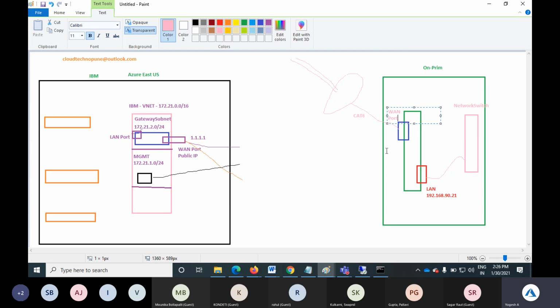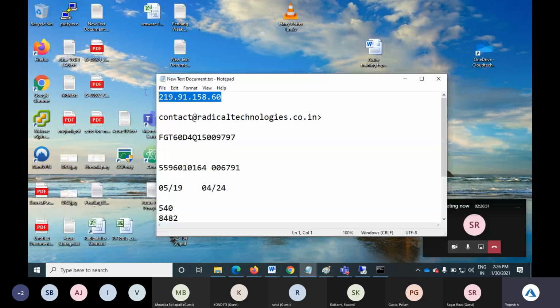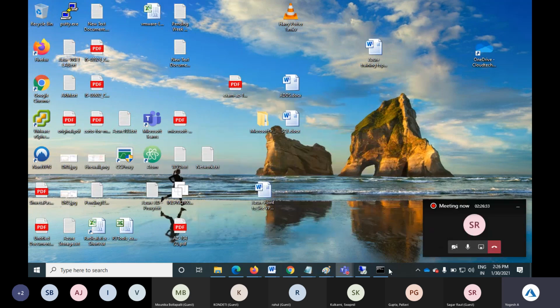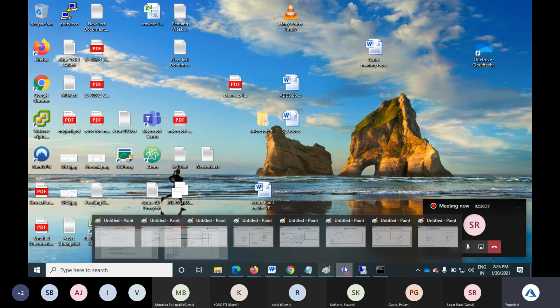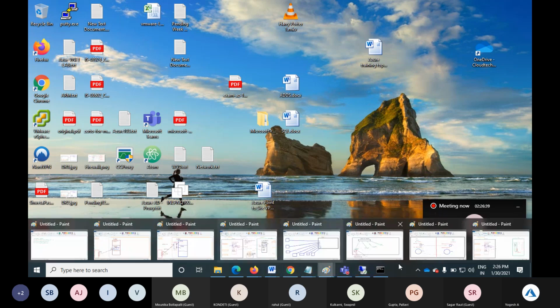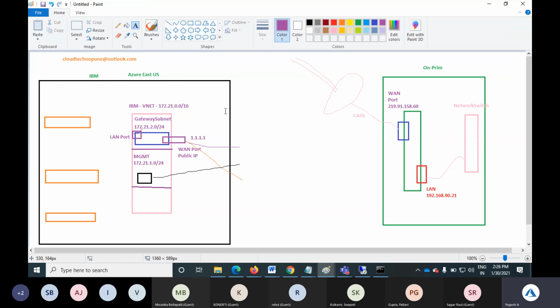This is a WAN port. Okay. And what is the IP which I have configured on my WAN port, which is this is the public IP, and that public IP that ISP has provided. Okay. Go to diagram. This is public IP. Okay.